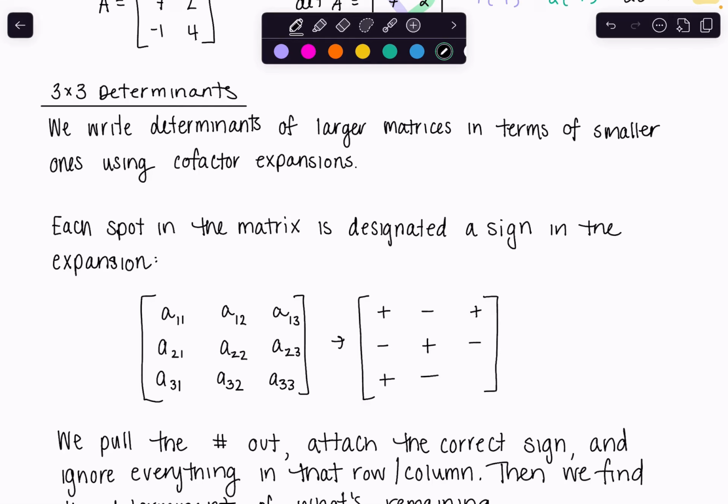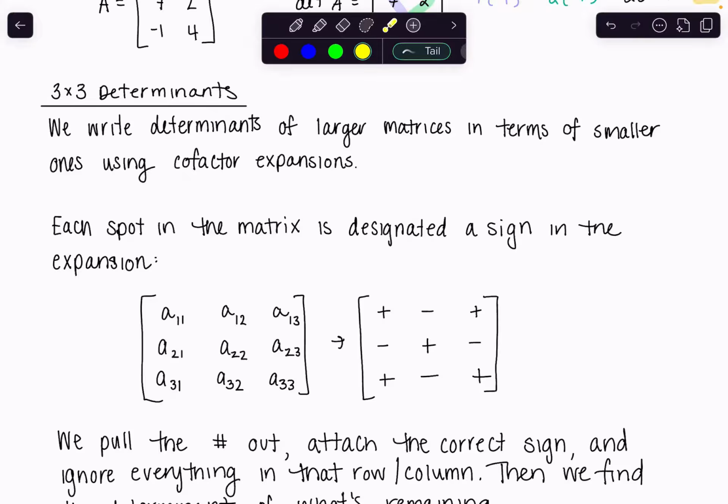And then following the same pattern, you'd get plus, minus, plus. It's always going to alternate, okay? So the way we do a cofactor expansion is, say I want to expand along this first row. I'm going to take this number out, attach that sign to it, and then I ignore everything in that row and column, and that leaves me with a 2 by 2 matrix, okay? And then we're going to do that for every element in that particular row, or you can expand along a column.